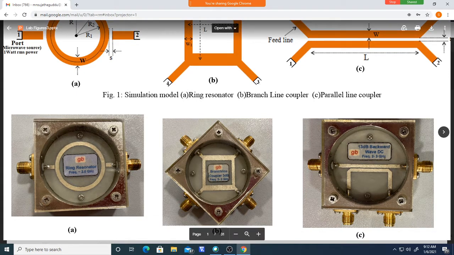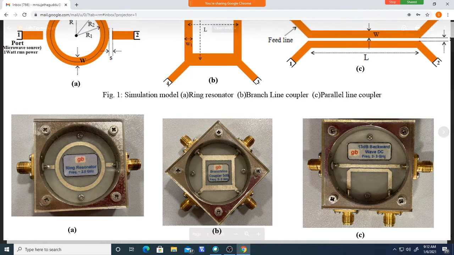See here, this is a branch line coupler. It has four ports. So we are sending the signal through one port. For example, we are sending the power at one port, and we should connect the source to here.